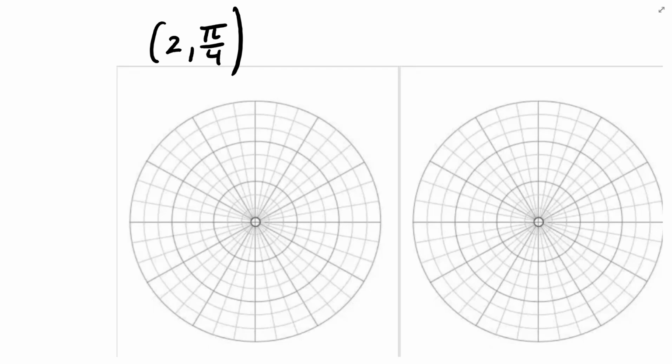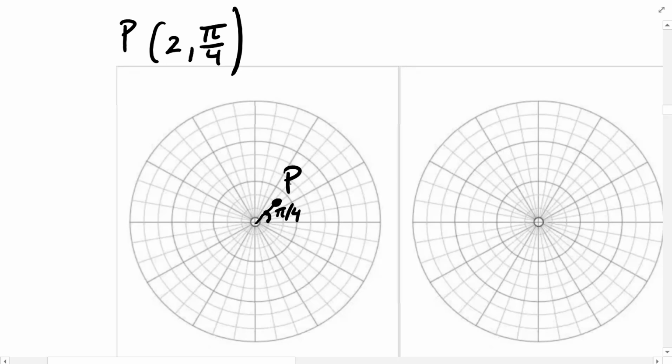That would mean like half of this. So 1, 2, 3, 4, 5, 6, 7, 8, 9. So that would be like 4.5. 1, 2, 3, 4, and half of this. This would be the angle, and 2 would be 1, 2. So the point would be this one. Let's call it point P, of angle pi over 4 and distance 2.